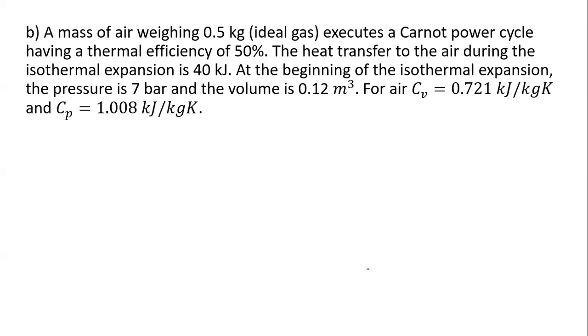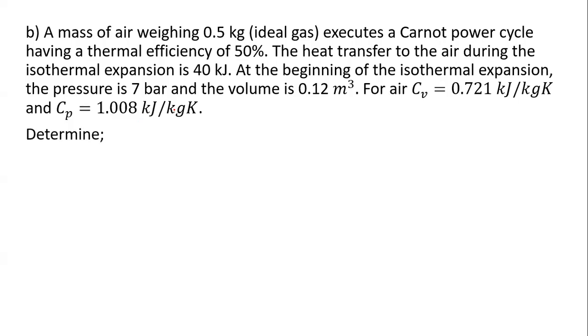Here's our question. A mass of air weighing 0.5 kg executes a Carnot power cycle having a thermal efficiency of 50%. The heat transferred to the air during the isothermal expansion is 40 kilojoules. At the beginning of the isothermal expansion, the pressure is 7 bar, the volume is 0.12 cubic meters. Specific heat at constant volume, CV, is 0.712. Specific heat capacity at constant pressure, CP, is 1.008 kilojoules per kg Kelvin.